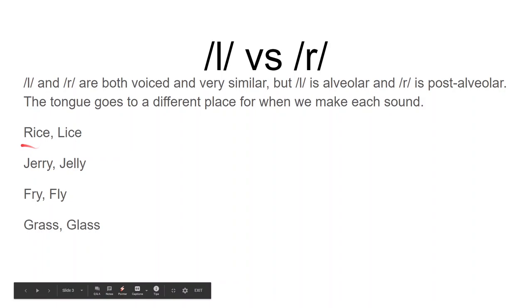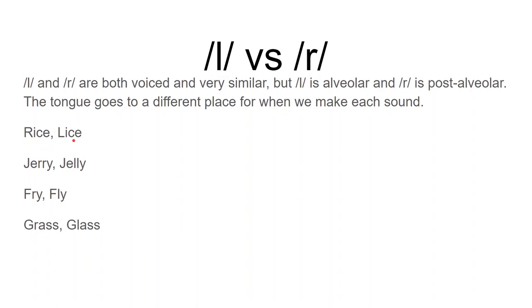with rice, the food that we eat. And lice, L-I-C-E, the small blood-sucking insects that live in our hair. Rice, lice. The onsets, the first part, R and L, are different sounds, but the ice, ice, ice is the same. So only the onsets, the first part of the syllables, are different.